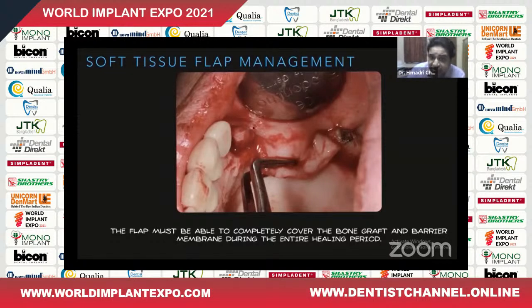Here the periosteal stripping incision has been given somewhere here. Now you can see how much we have mobilized the flap, as I was talking about, 5 millimeters, 6 millimeters into the palate. So here we have given an incision through the periosteum so that we can mobilize and go to the palatal side or the lingual side so that we can completely cover, and with passive closure, we can get a watertight closure during the entire period of healing where the flap margin won't open. So this is the first key.